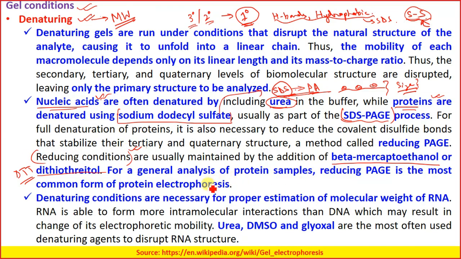For general analysis of protein samples, reducing PAGE is the most common form of protein electrophoresis. Denaturing conditions are necessary for proper estimation of the molecular weight of RNA and also proteins. Usually, urea, DMSO and glyoxal are the most commonly used denaturing agents to disrupt the RNA structure.